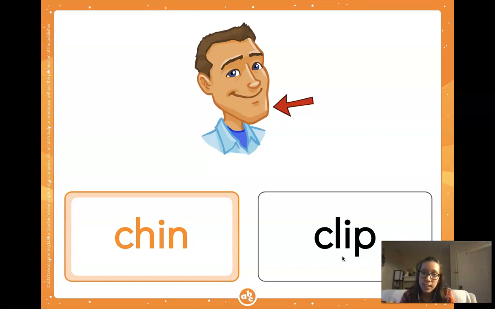Ch, i, n, chin. What does the word on the right say? Good, that word is clip. K-L-I-P, clip. We hear all 4 sounds because it's a consonant blend. A blend is 2 letters making 2 sounds. So the C and the L, while they're still working together, they're each still saying their own individual sounds. Unlike in the word chin, which is what we're looking for here.